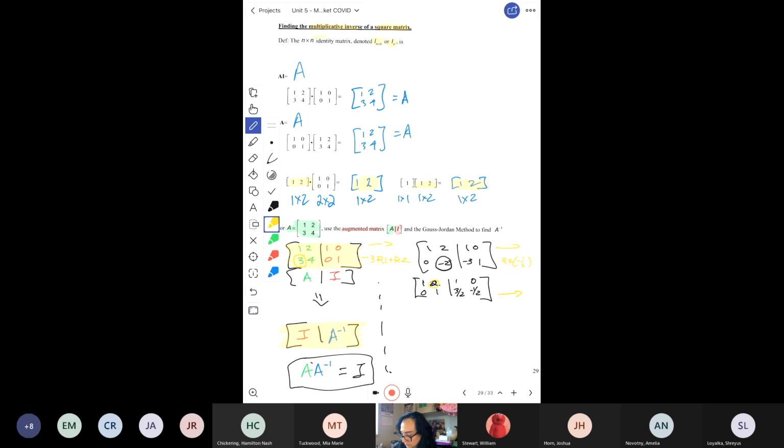What row operation? This is a 2, right? What row operation am I doing to get a 0 here? 2 times R2 minus R1. Okay, 2 times R2 minus R1. What is that going to give me? Give me the entire matrix.